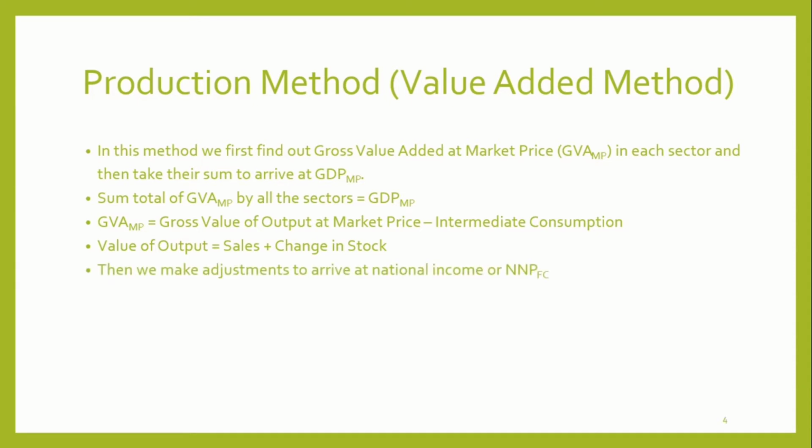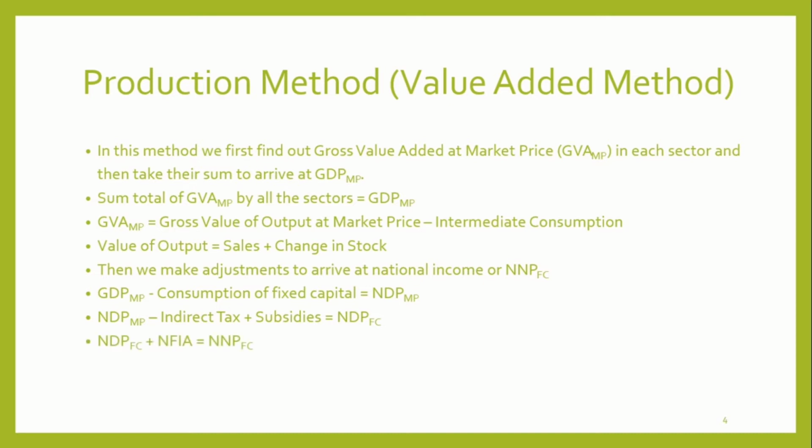Then we make adjustment to arrive at national income or NNP at factor cost. GDP at market price minus consumption of fixed capital is equal to NDP at market price. NDP at market price minus indirect tax plus subsidies is equal to NDP at factor cost. NDP at factor cost plus NFIA is equal to NNP at factor cost.